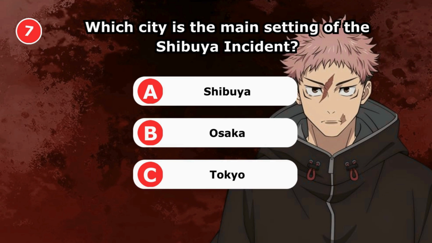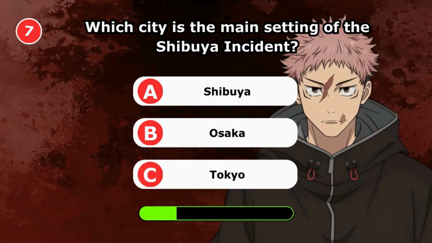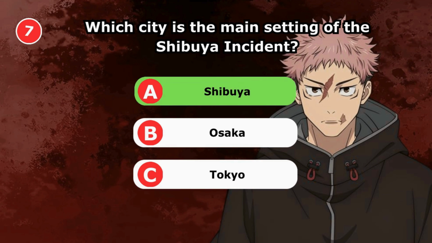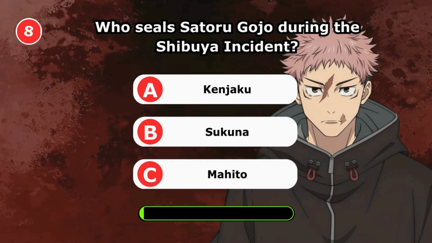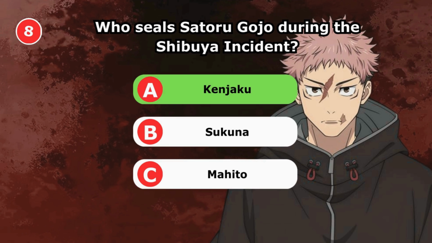Which city is the main setting of the Shibuya incident? Shibuya, the chaotic Tokyo district where the massive battle unfolds. Who seals Satoru Gojo during the Shibuya incident? Kenjaku, the mastermind manipulating events from behind the scenes.